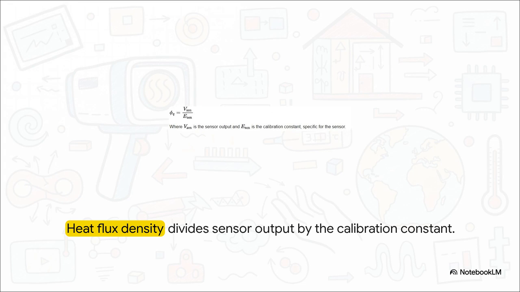It's beautifully simple, actually. To find the heat flux, which we represent here by phi sub q, you simply take the sensor's voltage output, V sub sen, and divide it by the specific calibration constant of that exact sensor, E sub sen. That's it. The result gives you the local heat flux density in one direction, usually expressed in watts per square meter. It is elegant, it's straightforward, and it's absolutely crucial for heavy engineering calculations.